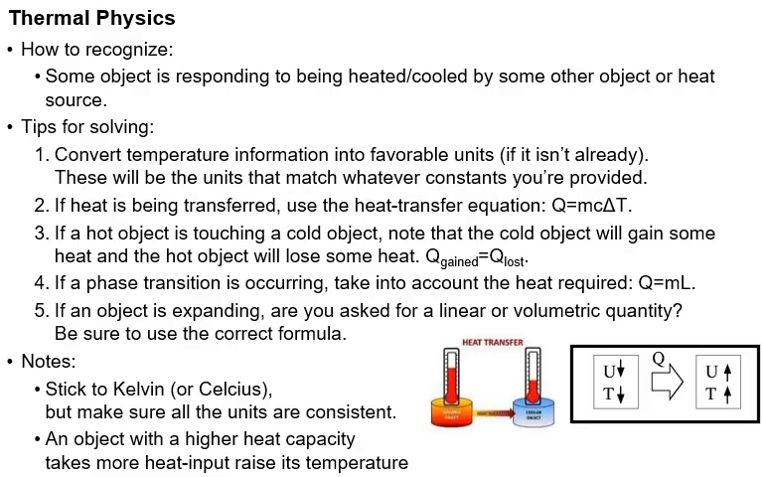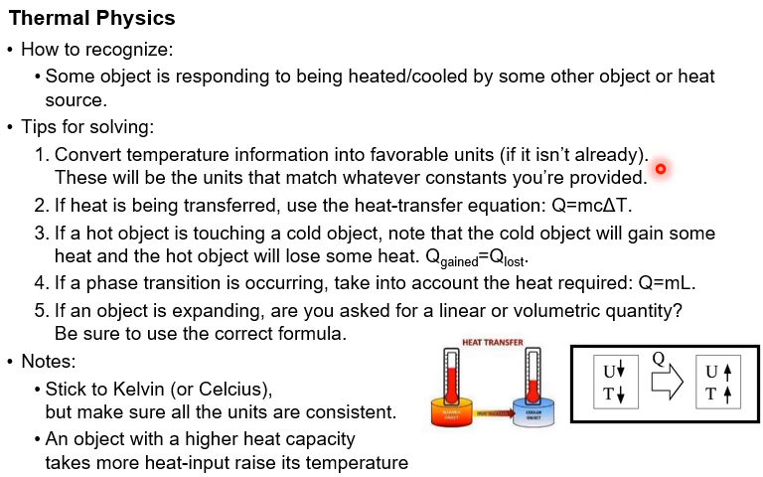So moving to thermal physics, how do we recognize these problems? Well, we're going to have an object that's being heated or cooled, and it's responding to that in some way. Or a temperature we're being told is changed, and we want to know the change in pressure, for instance. So the first thing you need to do is make sure your temperature is in favorable units. You're going to need it in Celsius, you're going to need it in Kelvin. Fahrenheit are not useful units, so you may have to do a conversion.